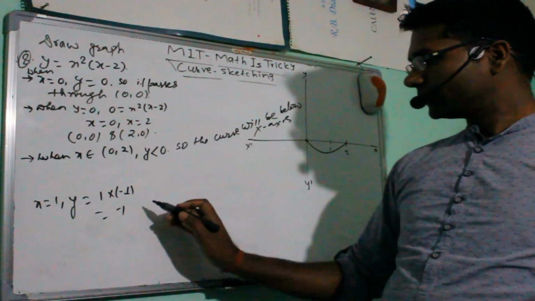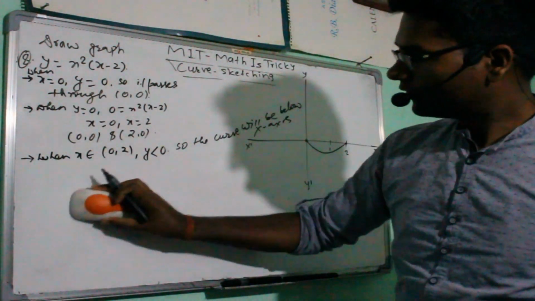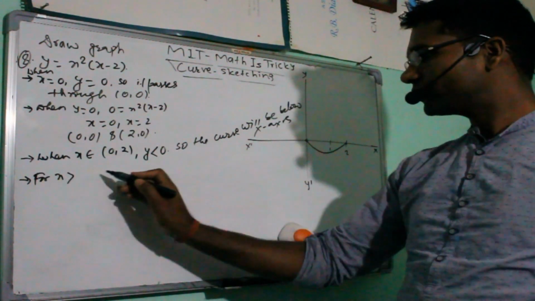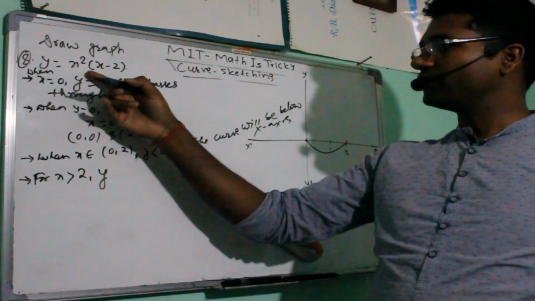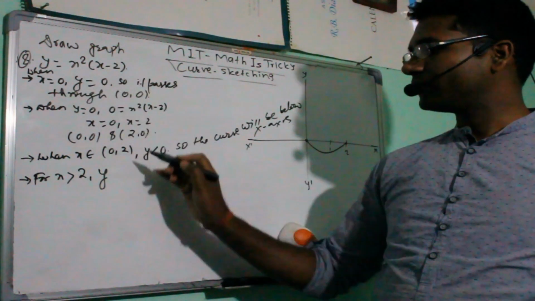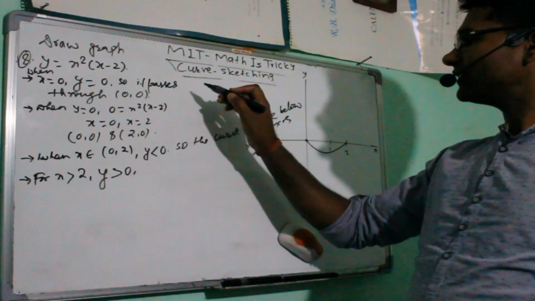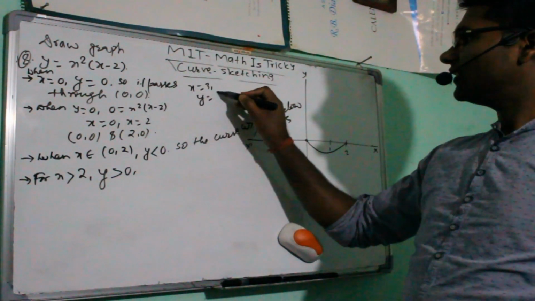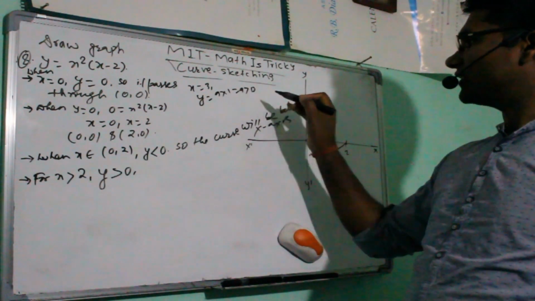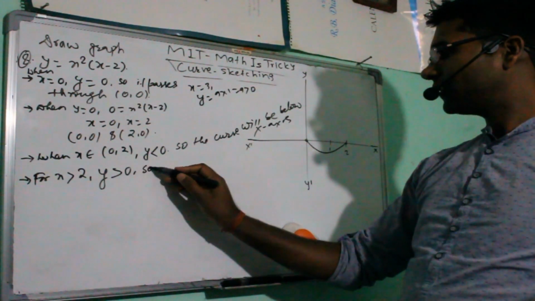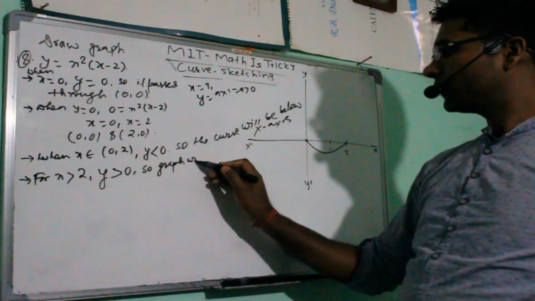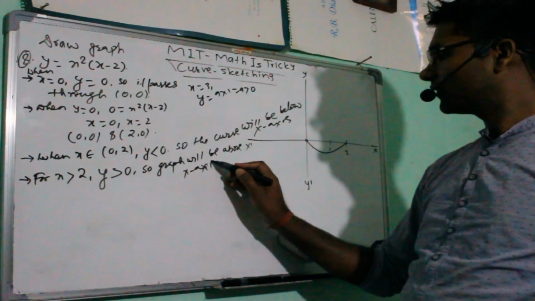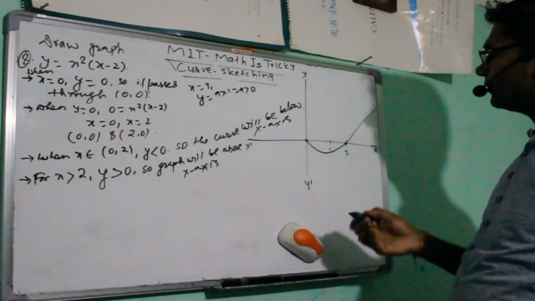Okay, so let's see. For x greater than 2, if you put 3, then 3 minus 2 is 1, both are positive, so y is positive here. So you can check by putting x equals 3. You will see y equals 9 into (3 minus 2), which is 9, greater than 0. So the graph will be above the x-axis. It will go up.